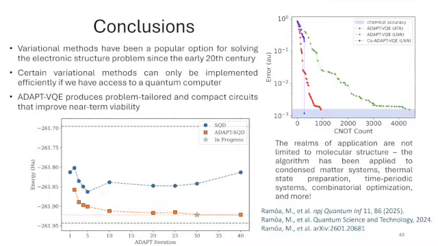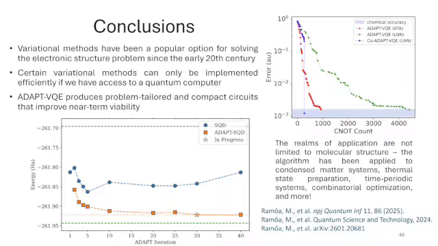So to conclude, variational methods are a popular solution for solving the Schrödinger equation. There are many classical variational methods, but there are some wave functions that we can't represent efficiently classically. So quantum computers might be able to give us some advantage in representing states that we couldn't otherwise implement in variational methods. ADAPT-VQE in particular produces problem-tailored and compact circuits. This gives more noise resilience, and it also enjoys some convenient properties for the ease of optimization.